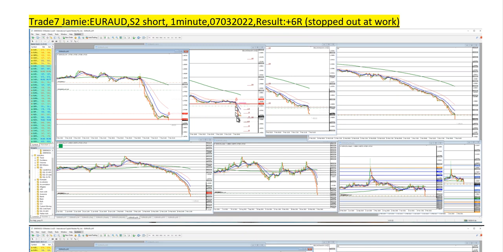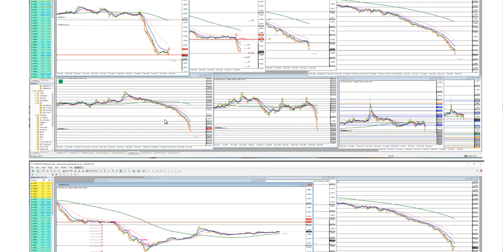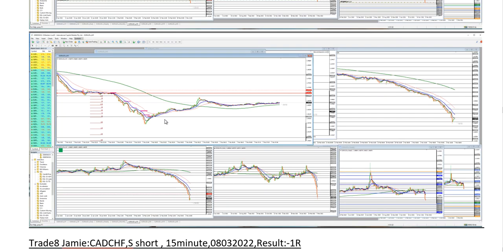It worked nicely, puts in a momentum move. Well, that's the momentum move on a lower time frame to trade a pattern. Another S2, and that worked nicely. That worked nicely as well.